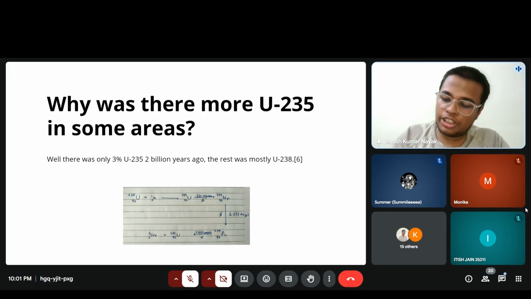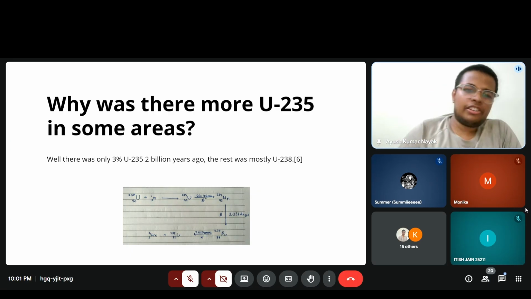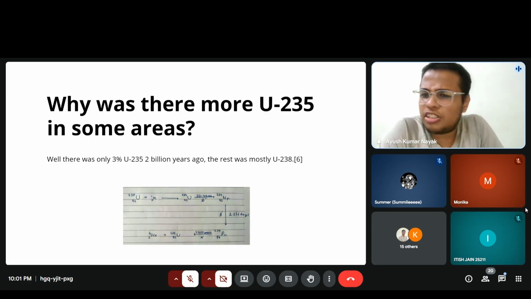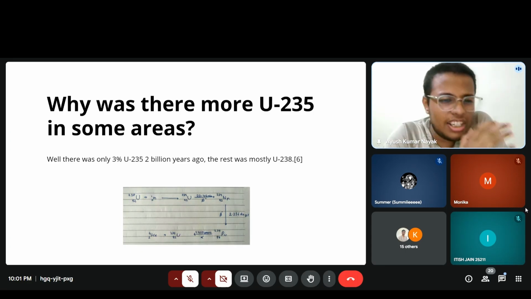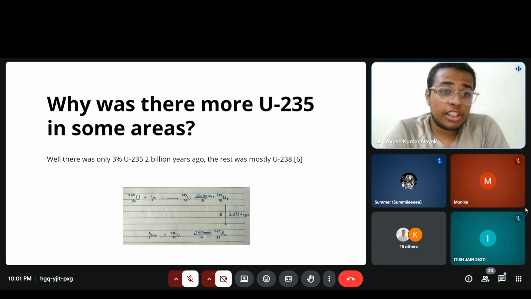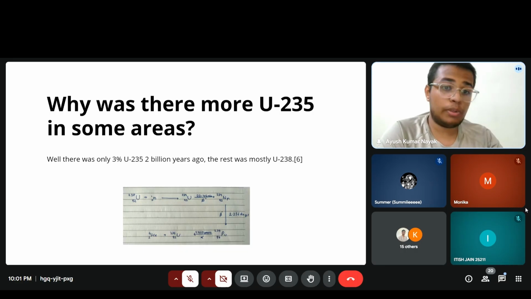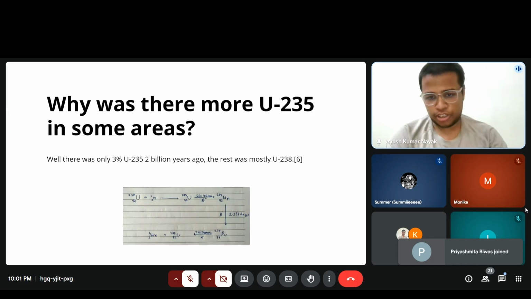Now the question is, why was there more uranium 235 in some areas? Well, there was only 3% uranium 235 2 billion years ago, and the rest was mostly uranium 238. Where did this extra uranium 235 come from? So basically what happens is, during fission, it's not only uranium 235 that absorbs neutrons. There are other atoms also surrounding it. There's uranium 238. There could be other things. Even water could be absorbing neutrons, becoming heavy water or radioactive water for that matter.